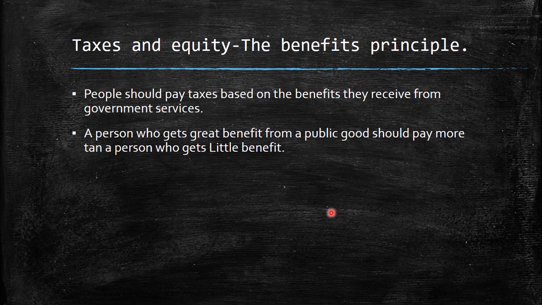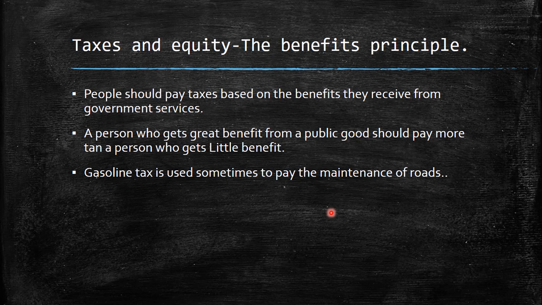As an example, a person who gets a great benefit from a public good should pay more than a person who gets little benefit. So an example, the gasoline tax is used sometimes to pay for road maintenance. So you will not pay a tax if you don't use your car, but because you pay for gasoline, which includes a tax, you can infer that with this money, all people that pay gasoline taxes, it's because they use the roads. So this money will be used just for that. So this is the benefits principle.